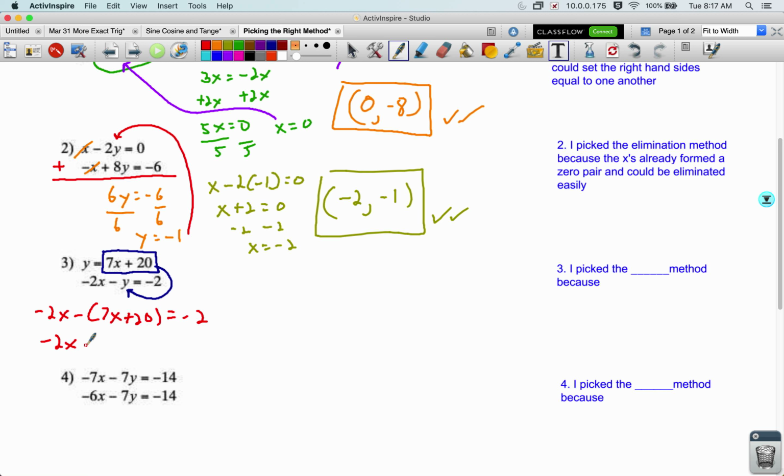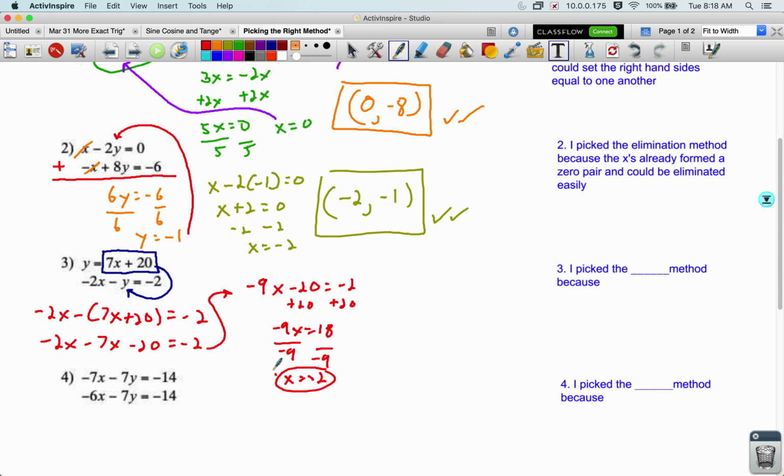Negative 2x minus 7x minus 20 equals negative 2. Combine like terms, I get negative 9x minus 20 equals negative 2. Add 20 to both sides. Negative 9x equals 18. Divide by negative 9. X equals negative 2. I'm going to go plug that back in to the top equation.